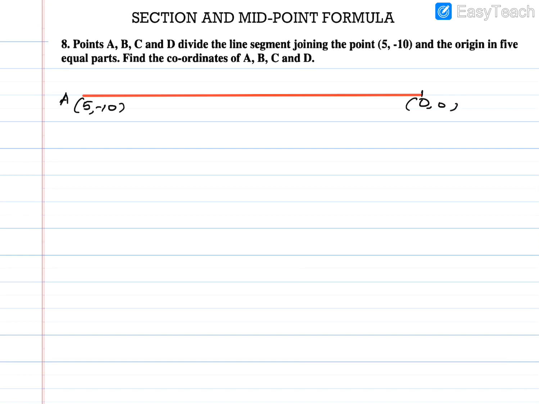Let me mark these points as P and Q, because A, B, C, D have been mentioned. So I will write P and Q. Points A, B, C and D are the 4 points that are dividing the given points P and Q into 5 equal parts. All these are equal.